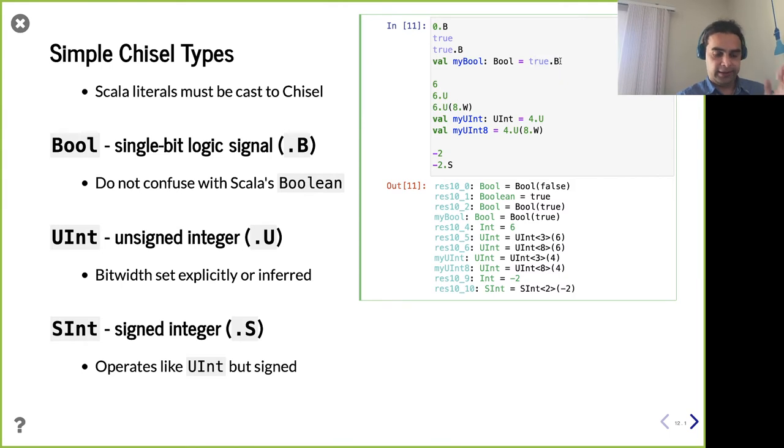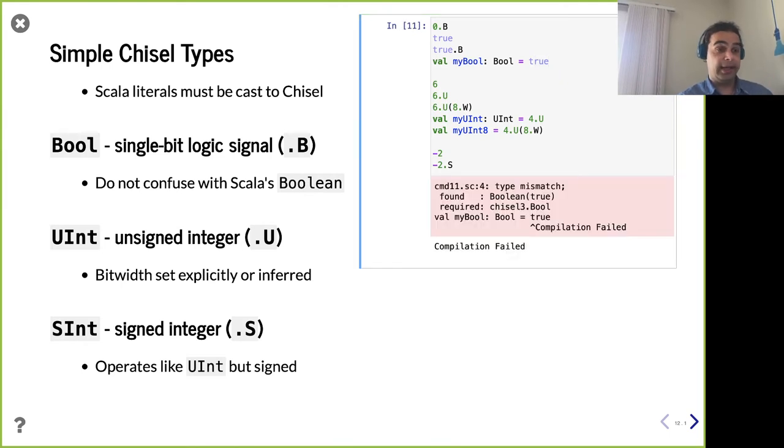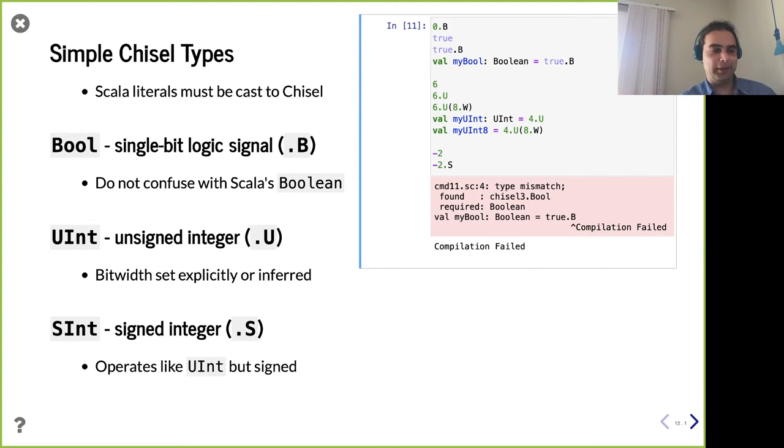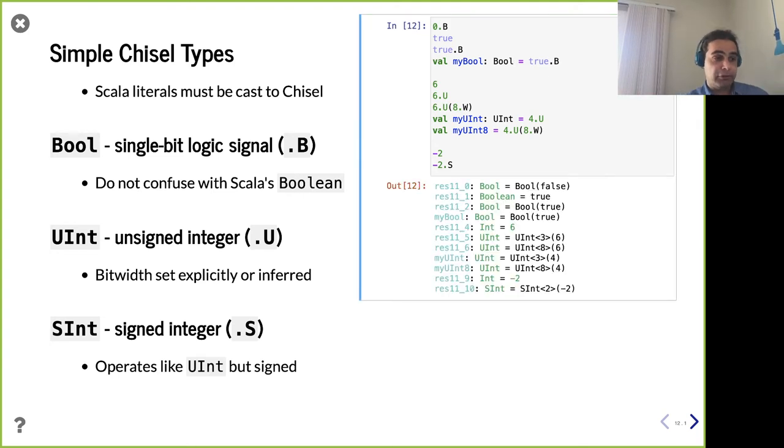Now let's say I got this wrong. It's not going to cast, it's going to tell me I shouldn't do that. Likewise, let's say I wanted to do this like a Scala. It's not going to work. It's going to be strictly typed. We're going to need to line them up. So that's just an example for Bools.